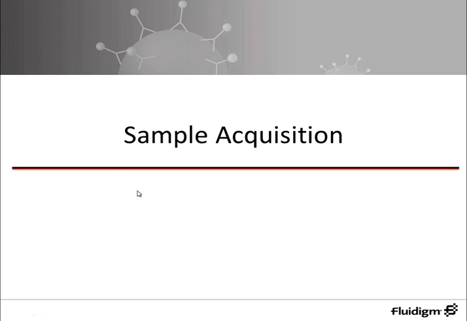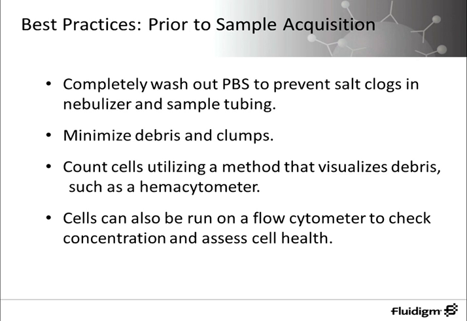So lastly, I'd like to finish up by just talking a little bit about sample acquisition. This is actually much more important on CyTOF than a lot of people think, and I want to go into a few reasons why that is. Just as a rule of thumb, it's very important to make sure that you're washing out PBS in your last couple of washes with deionized water so that you prevent clogging of the nebulizer or any sample tubing. Just like with flow cytometry, if you minimize debris and clumps, this is also going to help to improve the quality of your data.